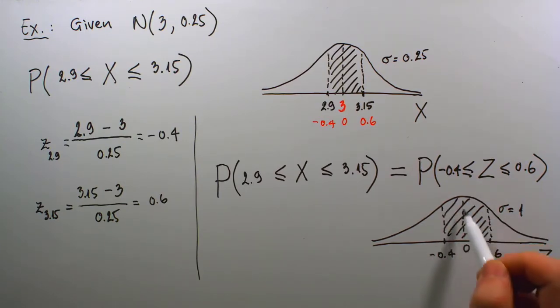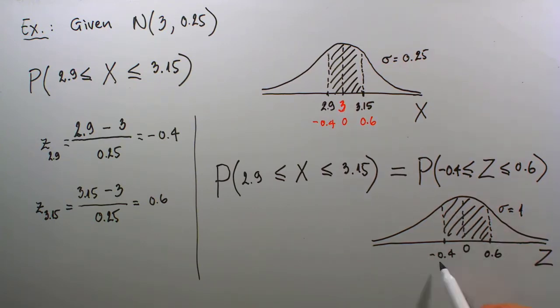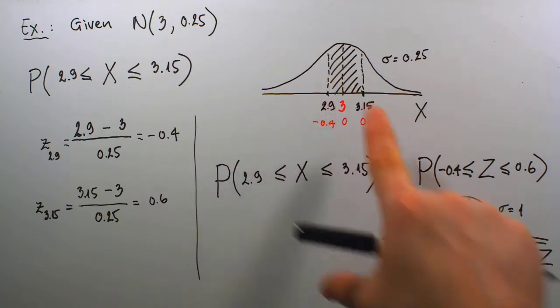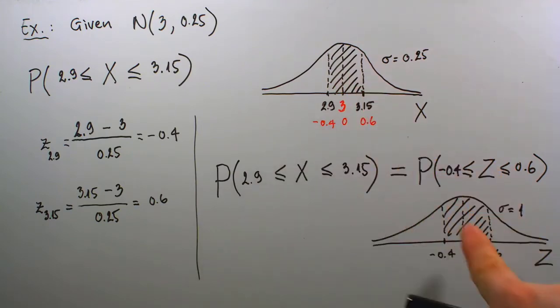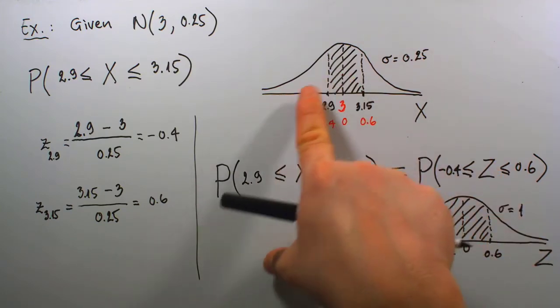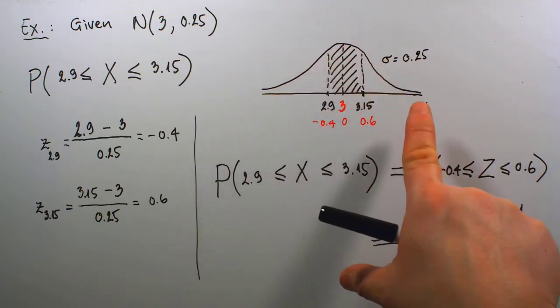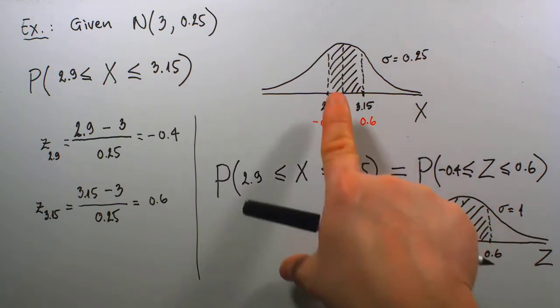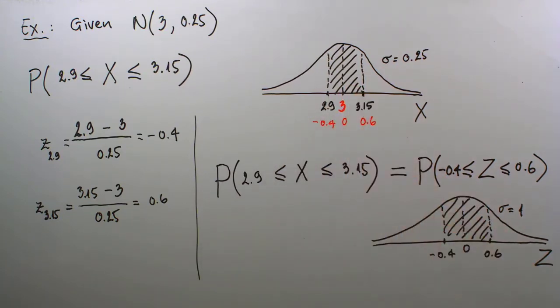And the shading between these two z-scores produces an area for us. So what I am trying to explain is that these two areas, either the area on the general normal distribution or the area on the standard normal distribution, will be equal. And so in that case, we have all the tools we need in order to calculate this area.